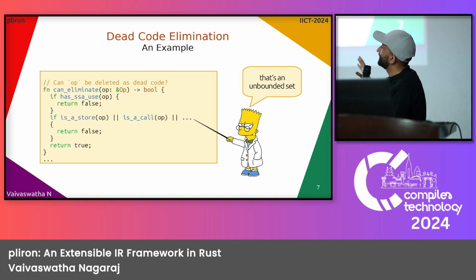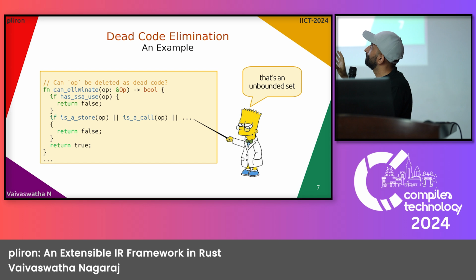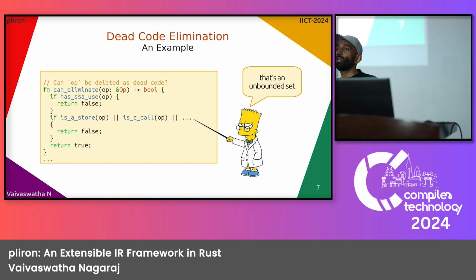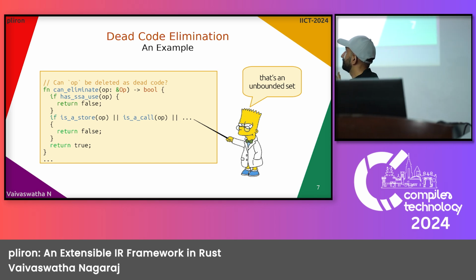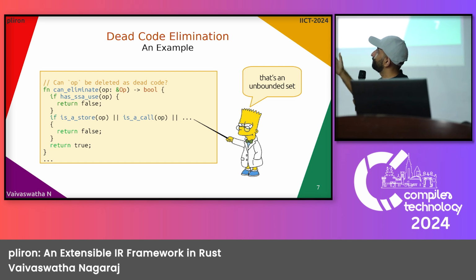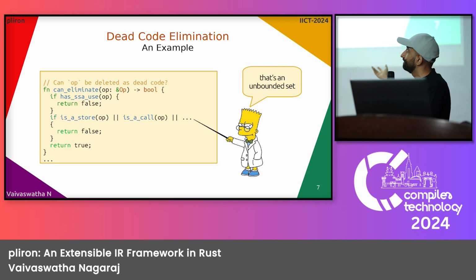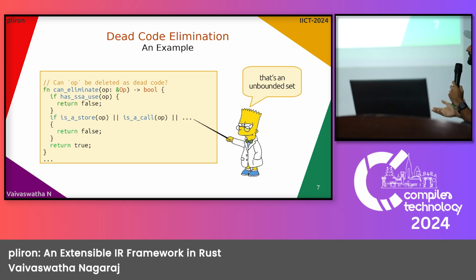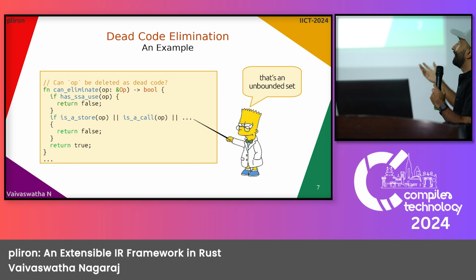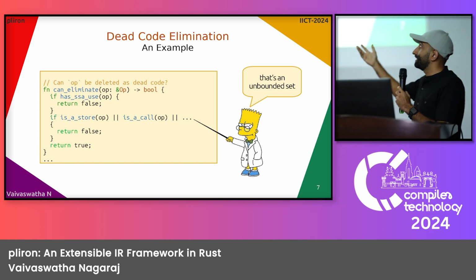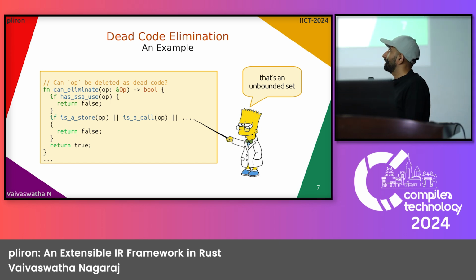What we have here is a simple function that checks whether an instruction can be dead code eliminated. What it first does is see, does this instruction have any SSA use? That's obvious. If there's a use, you can't remove it. And then it checks, is it a store, is it a call, and so on. What that means is, does it have any side effect? That's what it's trying to check.